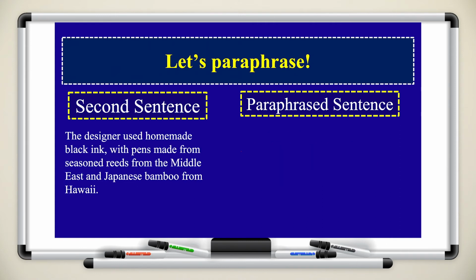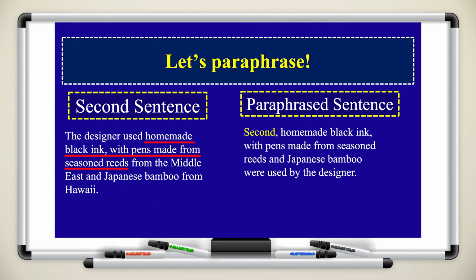Now let's look at the second sentence. The designer used homemade black ink with pens made from seasoned reeds from the Middle East and Japanese bamboo from Hawaii. If you look at the sentence, it's an active sentence. So let's take the object in this active sentence and turn it into a passive sentence. So I have to take the object and begin our paraphrase sentence. Second, homemade black ink with pens made from seasoned reeds and Japanese bamboo were used by the designer.